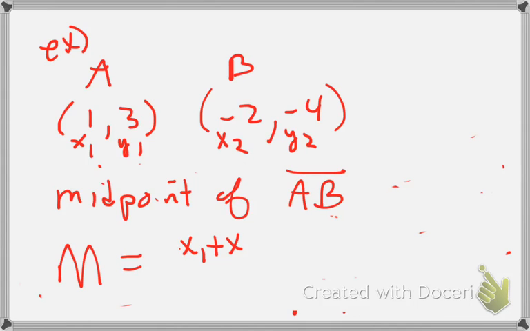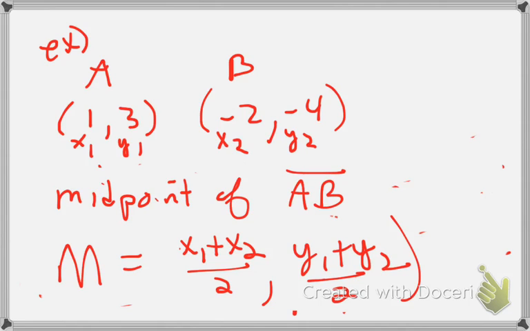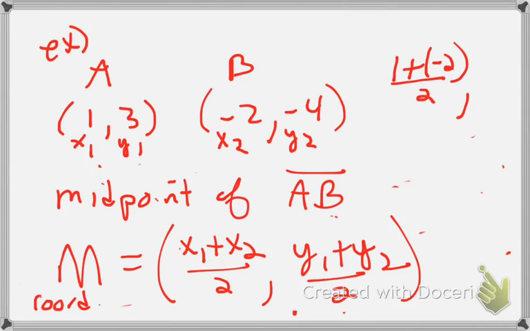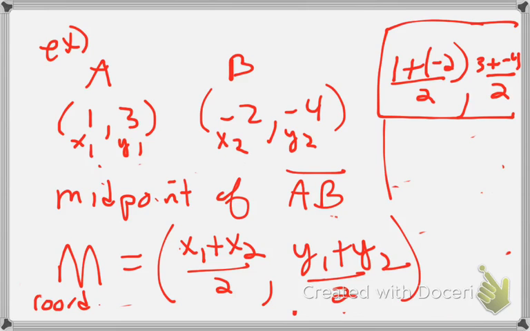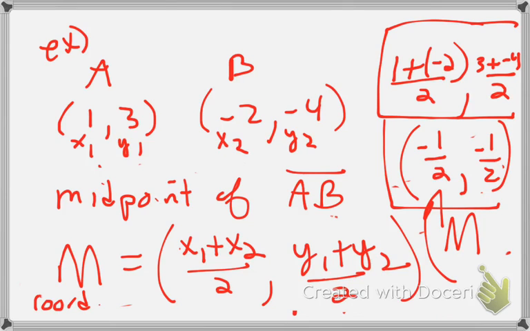So x1 plus x2 over 2 and y1 plus y2 over 2 will give you the coordinates. So bear in mind that midpoint is a coordinate in space, right? So let's try it. 1 plus negative 2 divided by 2, comma, and then 3 plus negative 4 divided by 2. That's what's going to give us the coordinates, so let's keep crunching that out. So that's basically negative 1/2, comma, negative 1/2. So that's the coordinate in space of our midpoint.